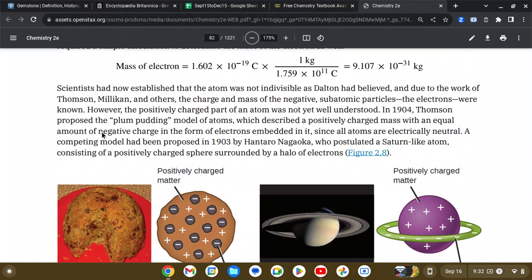In 1904, Thomson proposed the plum pudding model of atoms, which described a positively charged mass with an equal amount of negative charge in the form of electrons embedded in it. Since all atoms are electrically neutral, a competing model had been proposed in 1903 by Hantaro Nagaoka, who postulated a Saturn-like atom consisting of a positively charged sphere surrounded by a halo of electrons.